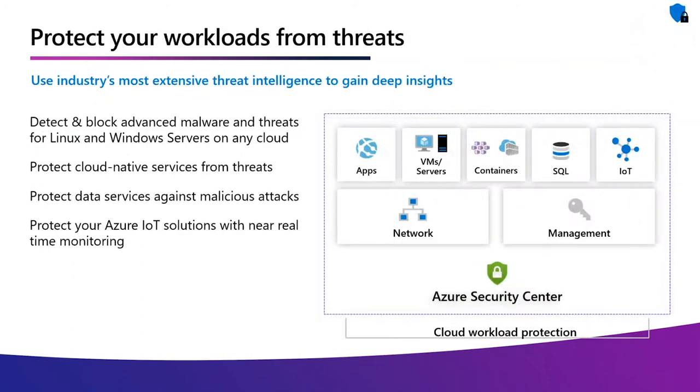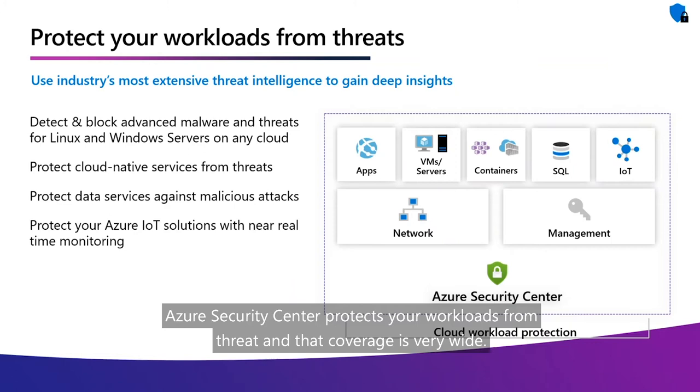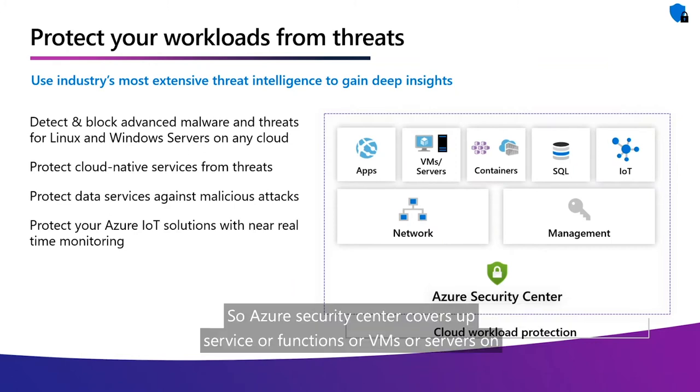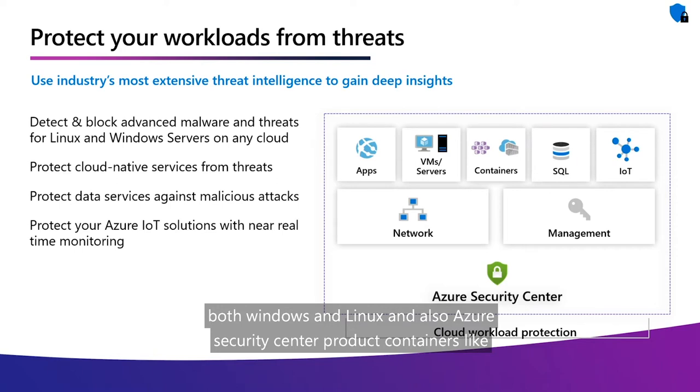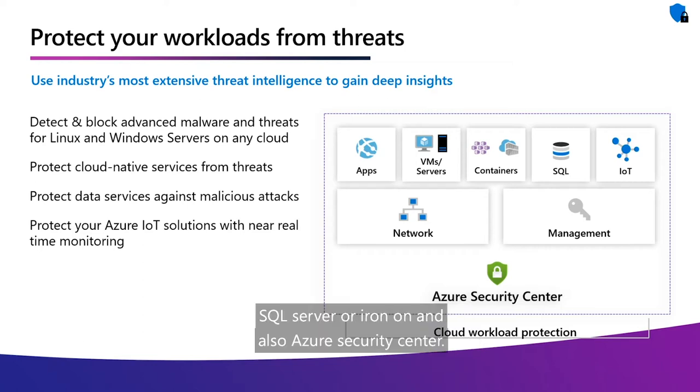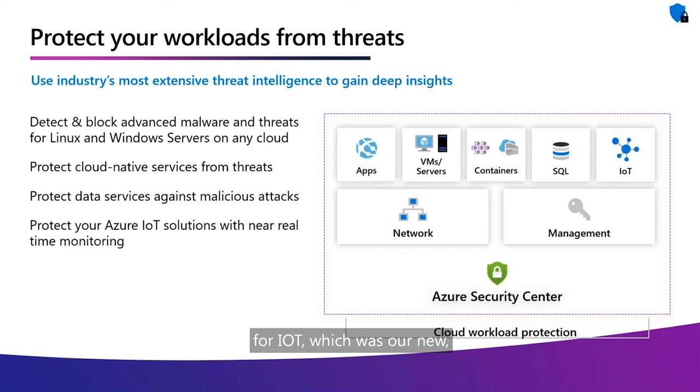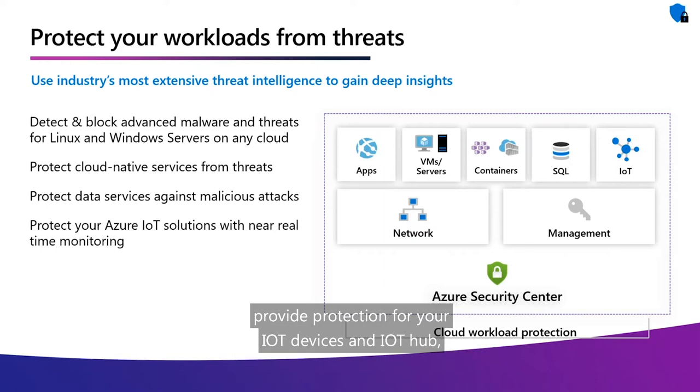Now also, Azure Security Center protects your workloads from threats. The coverage is very wide. Azure Security Center covers app service or functions or VMs or servers on-prem, both Windows and Linux. And also Azure Security Center protects containers like Kubernetes services or container registries, or covers SQL database or SQL server on IaaS. And also Azure Security Center for IoT, which was a new solution released last year, provides protection for your IoT devices and IoT hub, which is a cloud gateway of IoT solutions of Azure.